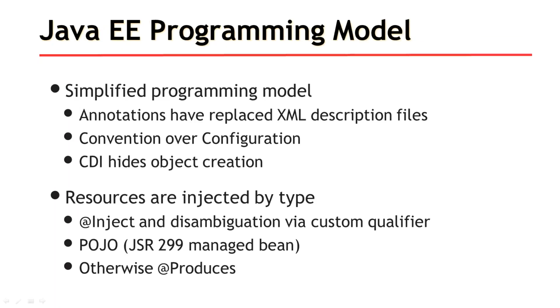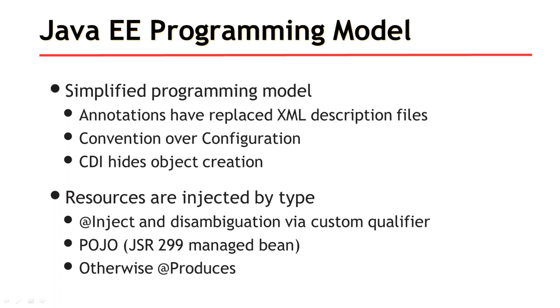So the Java EE programming model has simplified substantially since the J2EE days. Annotations have replaced the XML description files. Convention over configuration has replaced the tedious manual configuration, and dependency injection hides the creation and lookup of resources. Resources are created and injected at injection points marked by annotations such as @Inject. All you need is a POJO that meets all of the conditions of the managed beans specification, JSR 299, and depending on the annotations used, it will become an EJB, servlet, singleton, or RESTful web service.